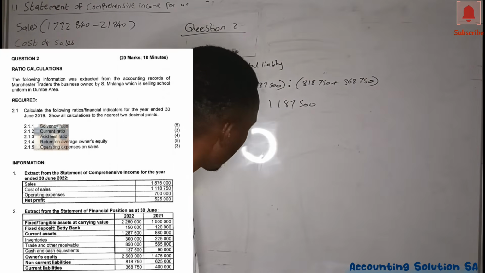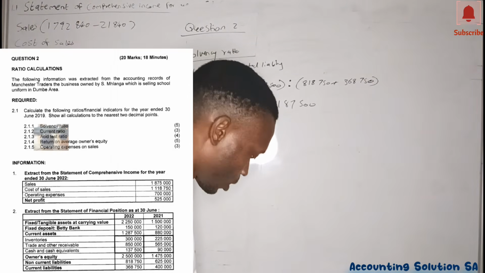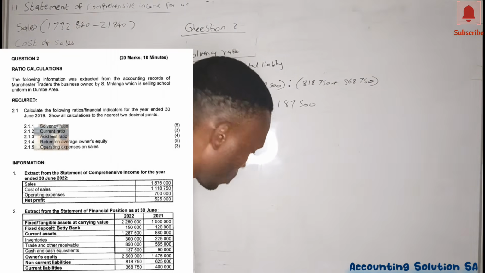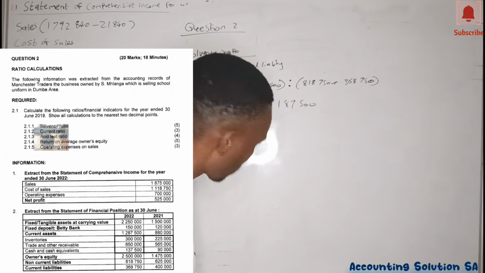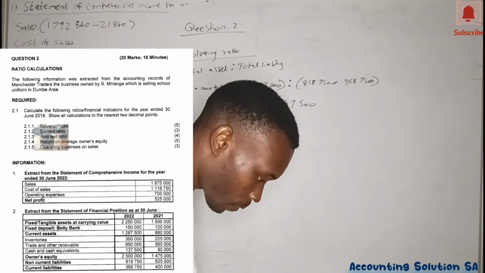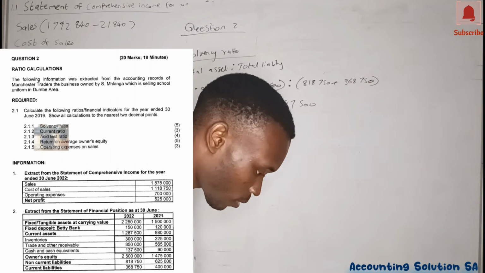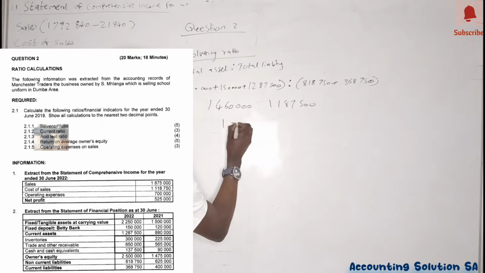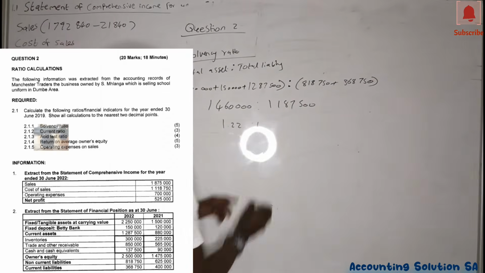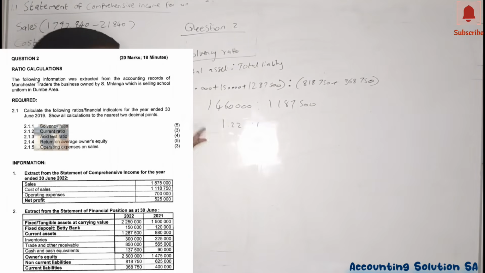Now we have to divide and see. We take the one on the left, 146,000, divided by 1,187,500. Then it's going to give us 1.22:1. This side is always 1, guys. So this is how we should calculate solvency.